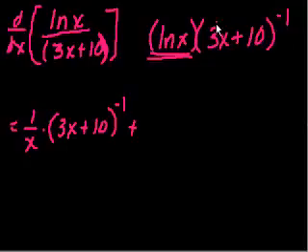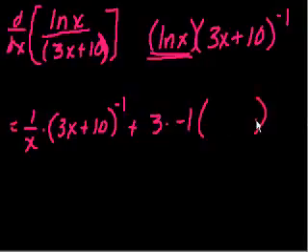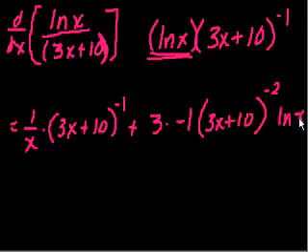So for the derivative of the second term, first we're going to have to use the chain rule. We take the derivative of the inside. Well, the derivative of the inside is easy. The derivative of 3x plus 10 is just 3. And then we take the derivative of the whole thing, so it's negative 1. That's 3 times negative 1 times that whole expression to the minus 2, 3x plus 10. And of course, this whole thing times the natural log of x.